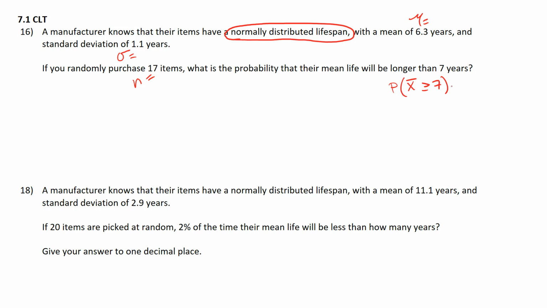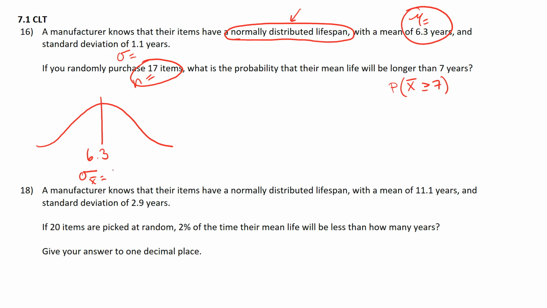So from the central limit theorem, the key thing here is it doesn't matter about our sample size not being 30, because since our population is normal, then we know the distribution of x bars, our sample means, will be normal. What else does it tell us? We know that the mean of our population is also the mean of the sample mean. So we know right in the center of all of our x bars will be 6.3. And our standard deviation of these x bars, well, we can calculate that using the formula. This is just the population standard deviation divided by the square root of n, which is just 1.1 divided by square root of 17.